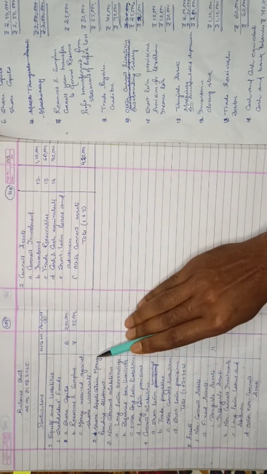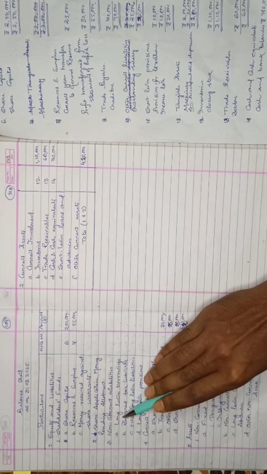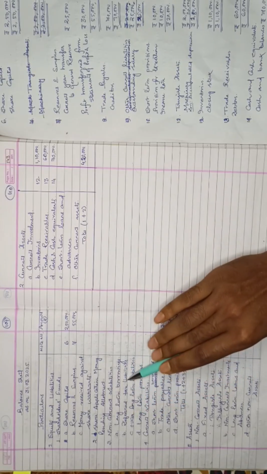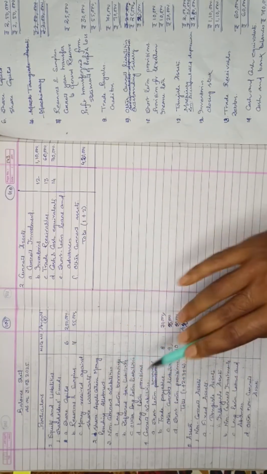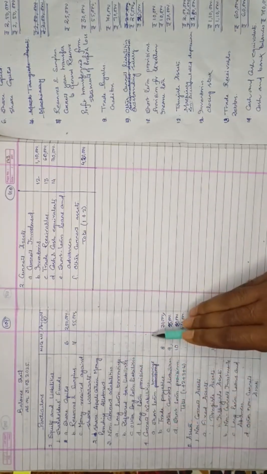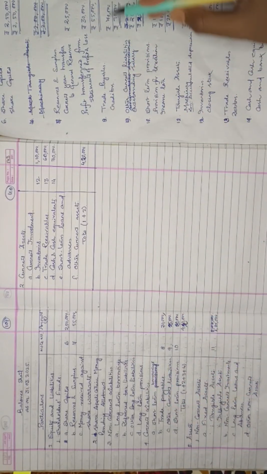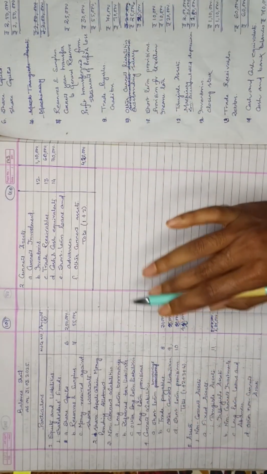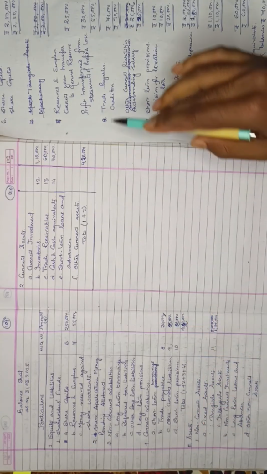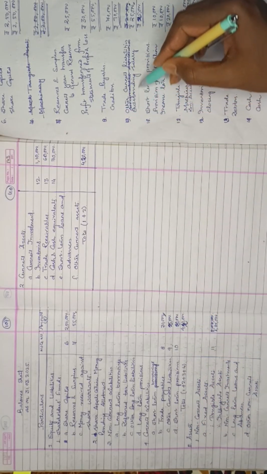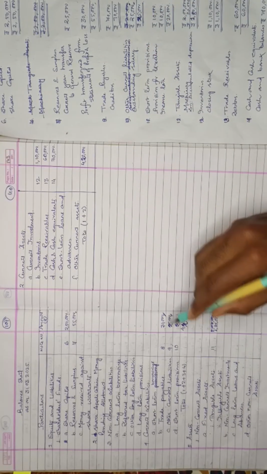Share application money pending allotment, there is no information. Under non-current liabilities, there are no long-term borrowings, no deferred tax, no other long-term liabilities, and no long-term provisions. Short-term borrowings nil. Trade payables, only one piece of information, creditors, 70,000, so I am showing 70,000 creditors here. Other current liabilities, only outstanding salary is there, so 25,000 will be shown here.